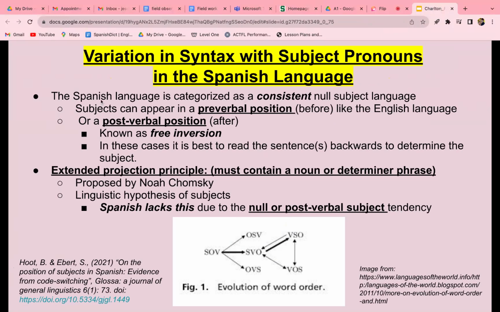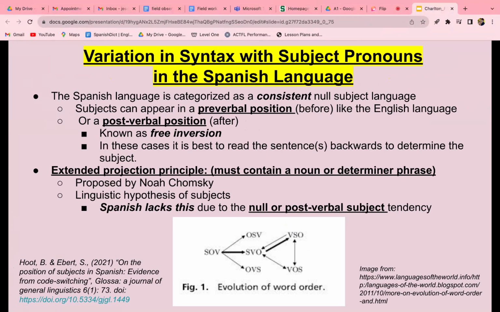Going along with this idea, the Spanish language is actually categorized as being a consistent null subject language because the subjects, like I had explained before, can appear in the preverbal position, as we saw in the example before with yo escucho la radio, or they can actually appear after, which we'll see some examples of. And this is called free inversion because they're free. They can flex. They can go before.